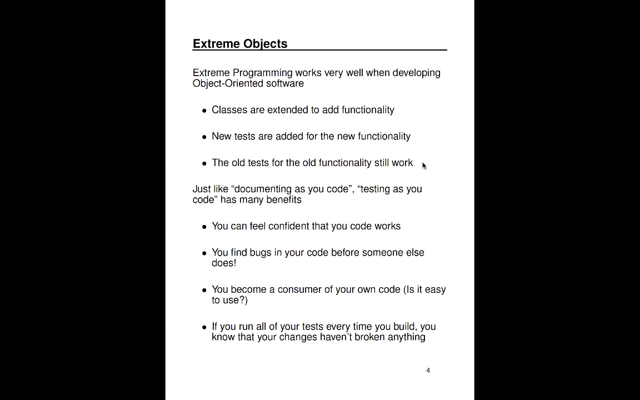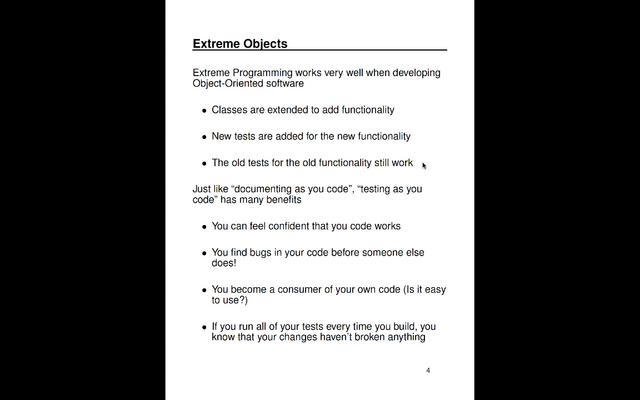Now these principles and tenets of extreme programming work very well when developing object-oriented software. When you think about the increments that you build in OO software, you have classes that are extended to add new functionality. You're adding new methods, maybe you're changing existing methods to do more things. And when you add that new functionality, add new tests to make sure that the new functionality behaves as expected. And then to make sure that the things that you did before still work, you have the old tests, the existing tests that verify the expected behavior.